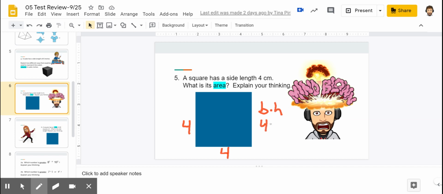The base is 4 and the height is 4. Since this is a square, 4 times 4 is equal to 16. So the area will be 16 square centimeters. Or you could write it as 16 square centimeters like that.